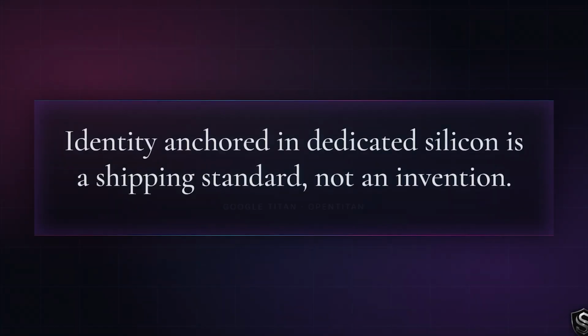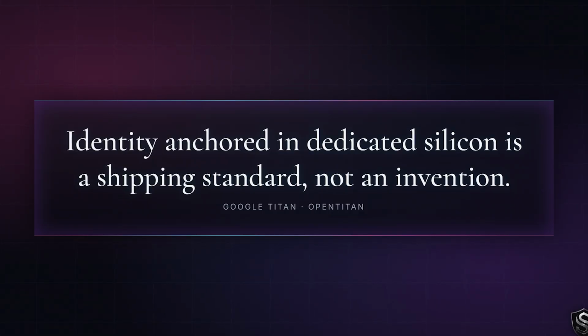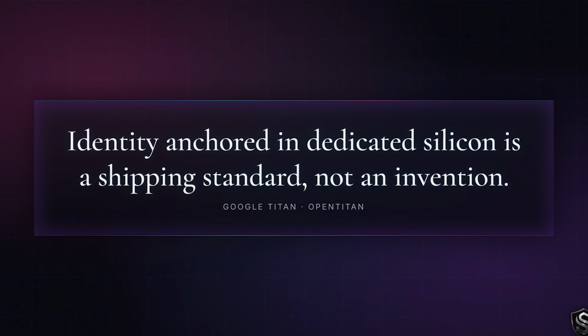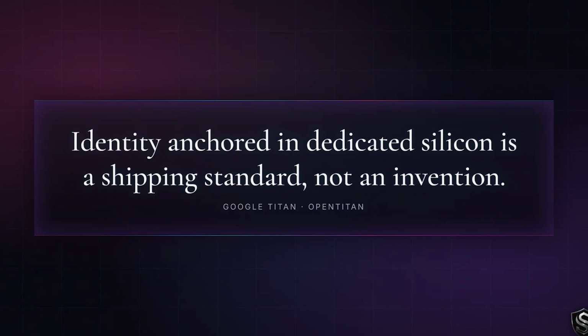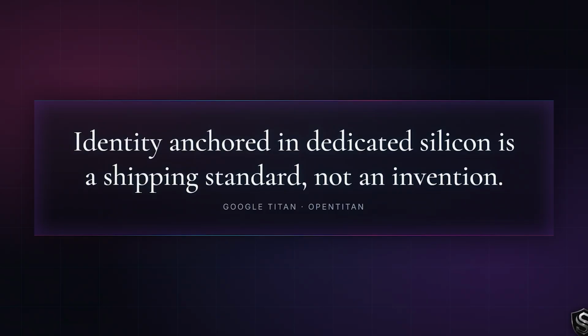There is a real open example you can read for yourself. Google's Titan chip and the open-sourced OpenTitan project are silicon roots of trust, with keys managed in hardware and DICE identity flows built in. And OpenTitan is open hardware, designed in the daylight. That rhymes with our own plan, which is to release this whole category openly once it ships. Identity anchored in dedicated silicon is not something I am inventing. It is a standard you can buy.